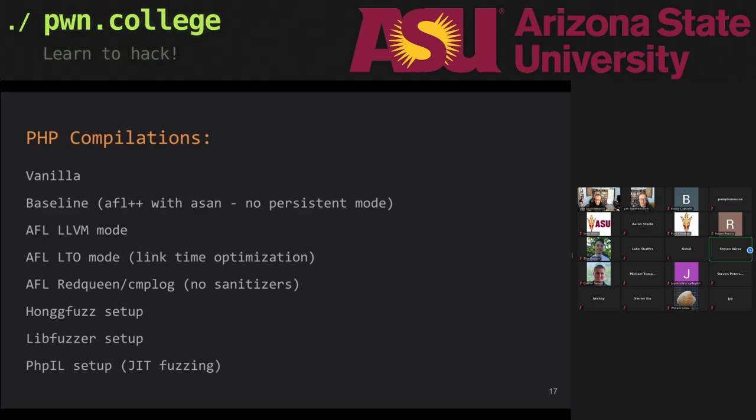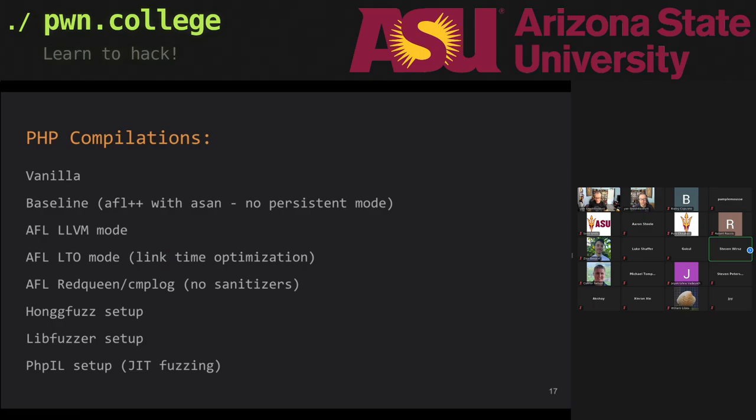As far as PHP compilations, we have a nearly vanilla configuration we use to calculate code coverage, and a baseline configuration used for benchmarking, again, to verify performance speedup against other setups. We set up a configuration with LLVM in persistent mode. And as mentioned, LLVM is the compiler-level instrumentation. This is basic block transition, so you can use this to calculate code coverage and so forth.